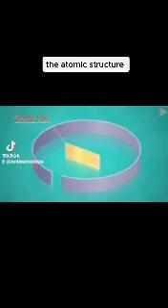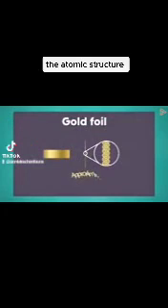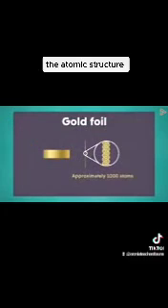Next, he used a very thin gold foil on which the alpha particles would bombard. Why did he choose a gold foil? Well, a really thin gold foil was estimated to contain approximately 1000 atoms. Lesser the atoms, more convenient the experiment would be.